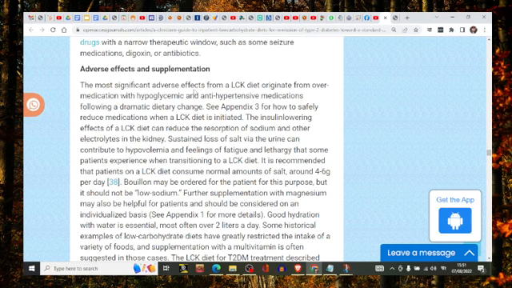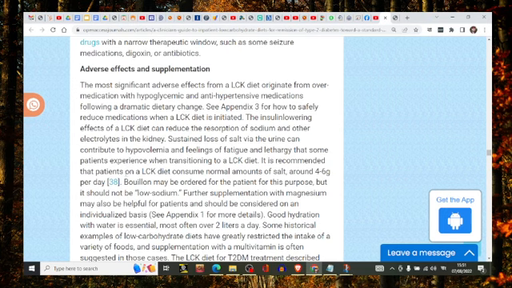The most significant adverse effects from LCK diet originate from over-medication with hypoglycemic and antihypertensive medications following a dramatic dietary change. See Appendix 3 for how to safely reduce medications when a LCK diet is initiated. The insulin-lowering effect of a LCK diet can reduce the resorption of sodium and other electrolytes in the kidney. Sustained loss of salt via the urine can contribute to hypovolemia and feeling of fatigue and lethargy that some patients experience when transitioning to LCK diet.